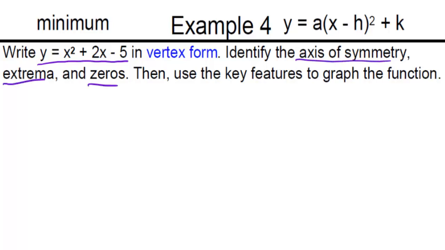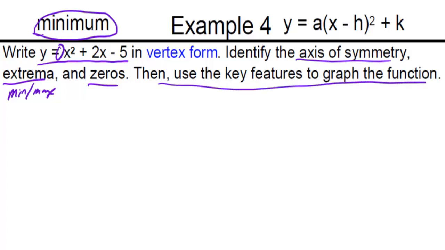Now the extrema is just the min or max, and you can see up here this is going to be a minimum because the leading coefficient is positive. Then use the key features to graph the function. I'm actually going to graph the y-intercept too because I think it's going to fit on here, since it's only negative 5.